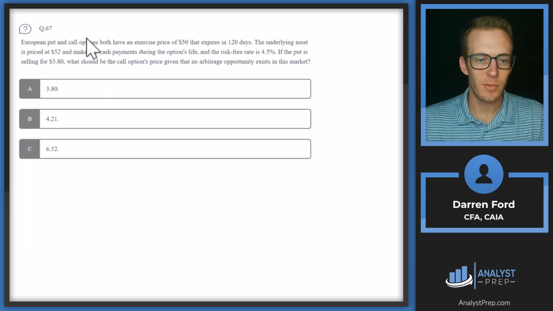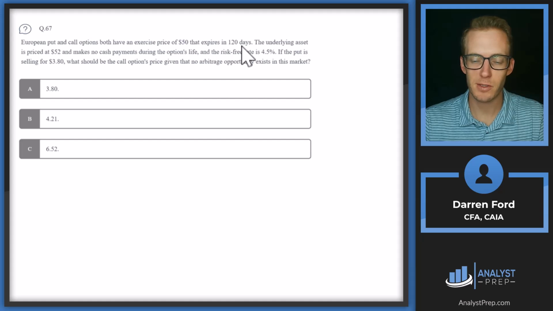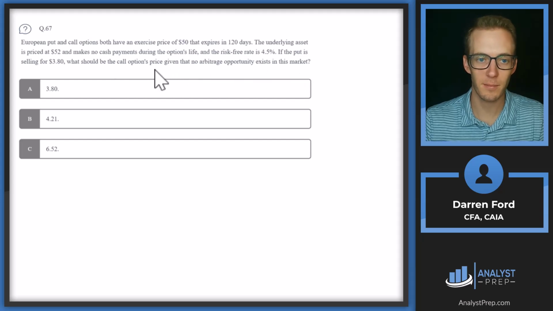Question 67. European put and call options both have an exercise price of 50 that expires in 120 days. The underlying asset is priced at 52 and makes no cash payments during the option's life, and the risk-free rate is 4.5%. If the put is selling for 380, what should be the call option's price given that no arbitrage opportunity exists in this market?